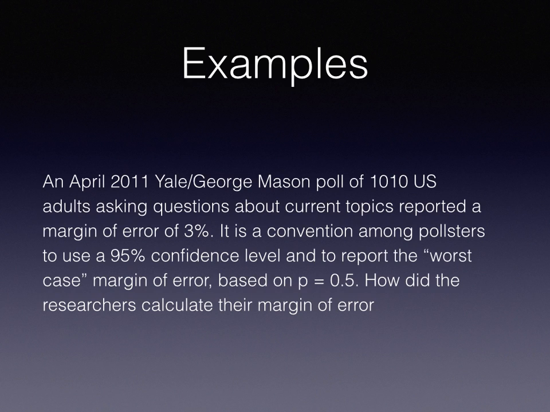Example 2. In an April 2011 Yale George Mason poll of 1,010 US adults asking questions about current topics, they reported a margin of error of 3%. It is a convention among pollsters to use a 95% confidence level and to report the worst case margin of error. Based on p equals 0.5, how did the researchers calculate their margin of error? Remember, margin of error equals the distance from our mean, and at a 95% confidence level, that distance is going to be equal to 2 standard errors from that mean. So think about what formula we would use and answer the question.